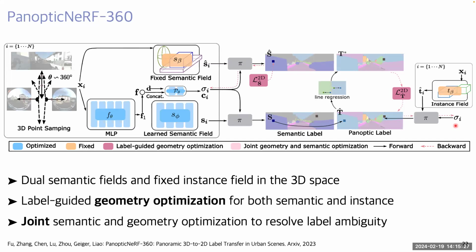But this does not address the ambiguity of the 3D bounding primitives. So you still have to determine which semantic label it should be when a point is included in two primitives with different semantic meanings. And that's why we still need this learned semantic field here, to address the problem of label ambiguity.